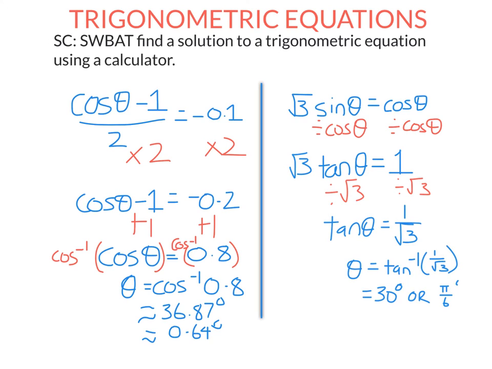Once again, which of the answers you give depends on whether the question asks for degrees or radians. So again, we're just treating these trigonometric equations like linear equations. We undo everything that's been done to the variable, and the last thing we undo is the sine, cos, or tan by using sine inverse, cos inverse, or tan inverse.